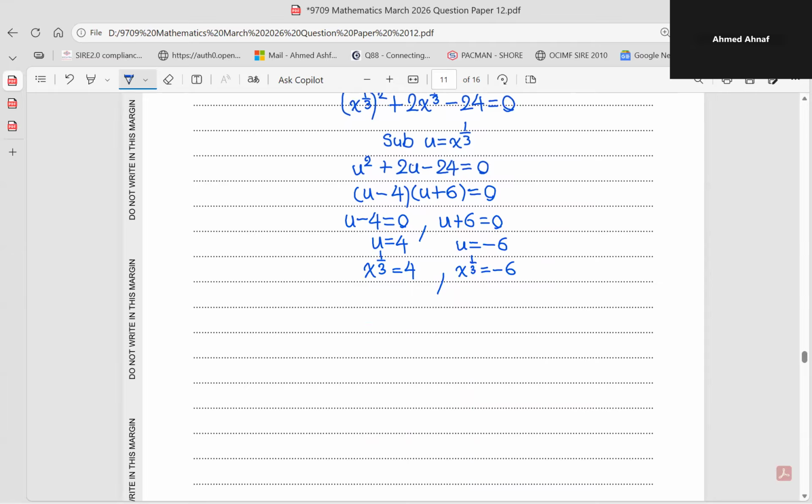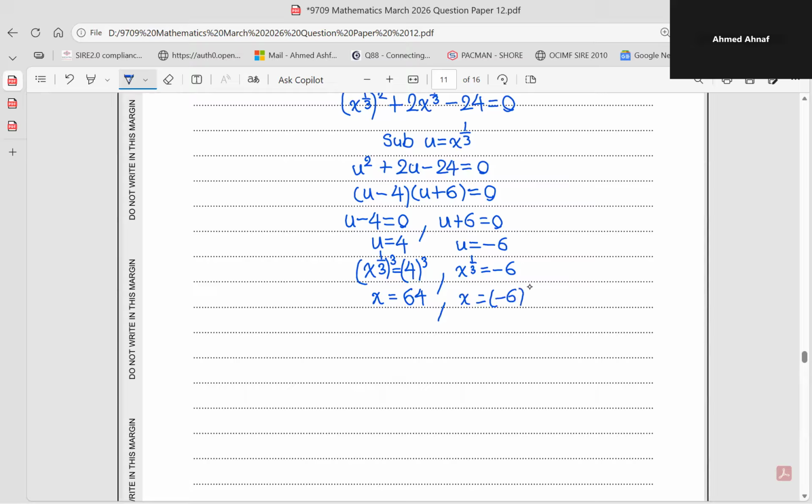So just seeing if both of them are valid. Yes, they are. There's no restriction on whether x to the power of 1/3 can be negative or positive. All right. So to get just x, we're going to apply the power of 3 to both sides. So this is just x equals 4 to the power of 3. So x equals 64. And this one is x equals negative 6 to the power of 3.